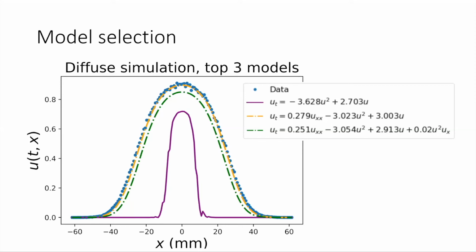In this figure, we have the logistic equation in purple, which was the most commonly recovered form, but we see that the simulated model does not fit the experimental data very well. Whereas the second most common form was the Fisher-KPP equation in yellow, which fits the data very nicely. The third most frequently recovered form in green also does not fit the data as well. So in this example, the Fisher-KPP equation in yellow would be the final selected model form.